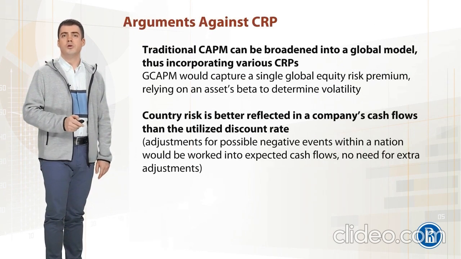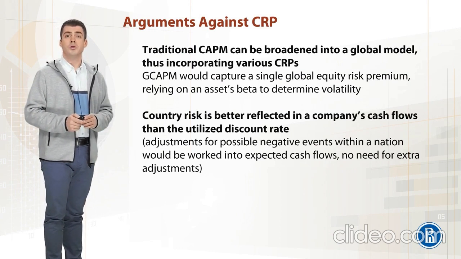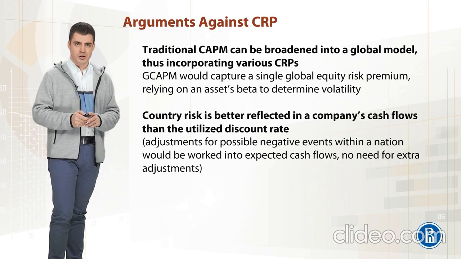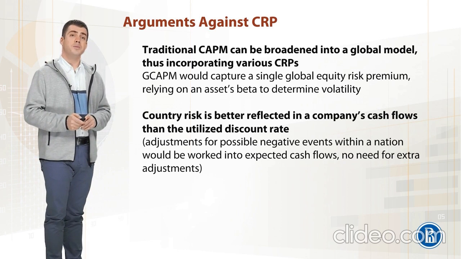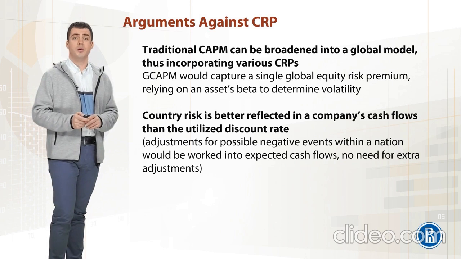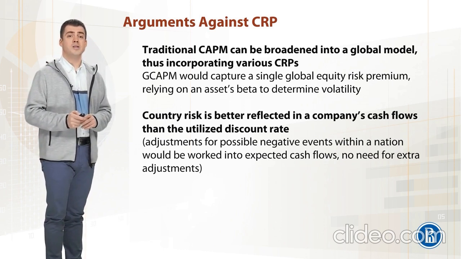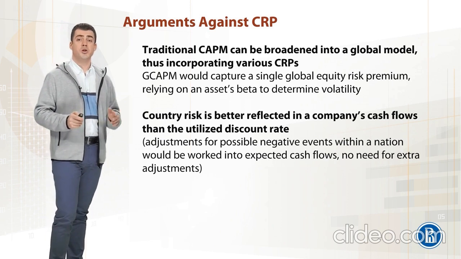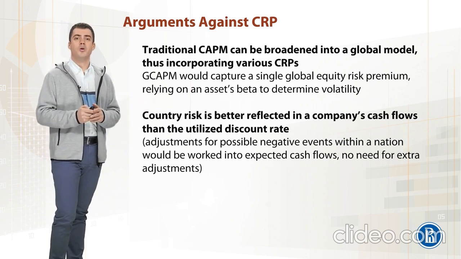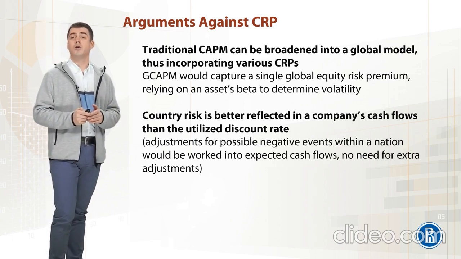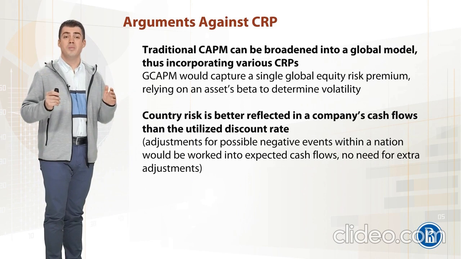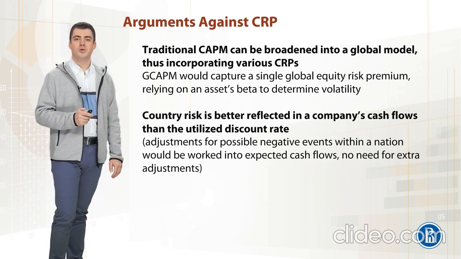Many investors and researchers use country risk premia to adjust the estimations of expected returns by using the capital asset pricing model. However, some of the researchers object to using the country risk premium. They say that the global CAPM would capture a single global equity risk premium, relying on the asset beta to determine volatility. A final major argument rests on the belief that the country risk is better reflected in the company's cash flow than the utilized discount rate.